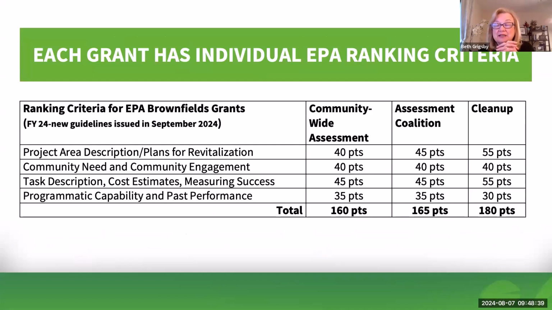Each grant has individual EPA ranking criteria. As you can see, it's pretty much evenly done, except I do notice that trend for task description and cost estimates. Those are given their fair share of points. So that's an area that you really want to pay attention to, as well as everything else. But don't just think it's an exercise of putting numbers down on paper. Next slide, please.